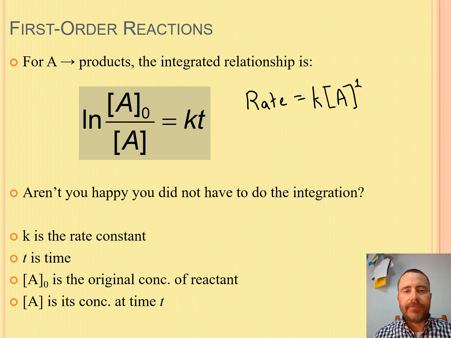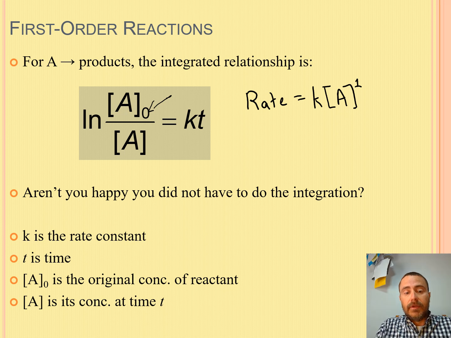Well, let's take a first order reaction where we have some reactant A producing products. Our rate is going to be equal to k times A to the first power. If we integrate that, what we're going to find is the natural log of A naught divided by A is equal to kt. This is our first time this semester where we're going to see this little naught symbol.